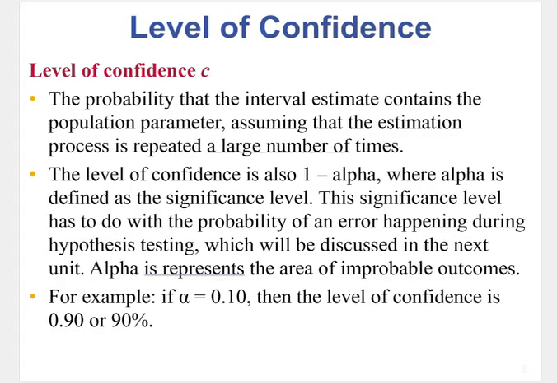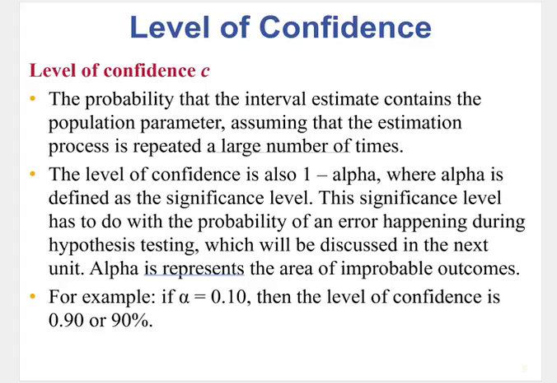All right, some textbooks call this C; every textbook might call it something different, so make sure that you pay attention to whatever your textbook says. The level of confidence is just the probability that the interval that we create contains that actual population parameter. The level of confidence is just 1 minus alpha. Alpha is what we call the significance level. We will be talking more about alpha later, because that also turns out to be the probability of an error happening when we do hypothesis testing. So we'll talk about alpha later.